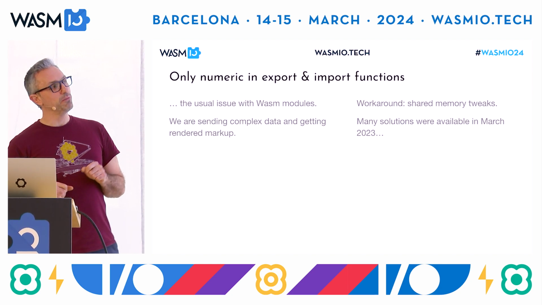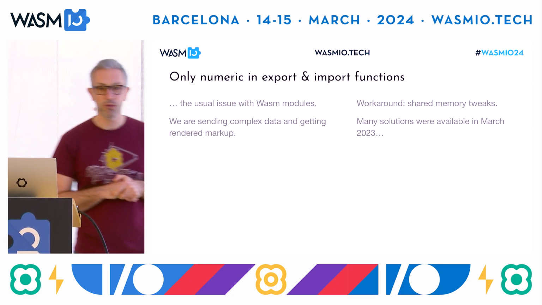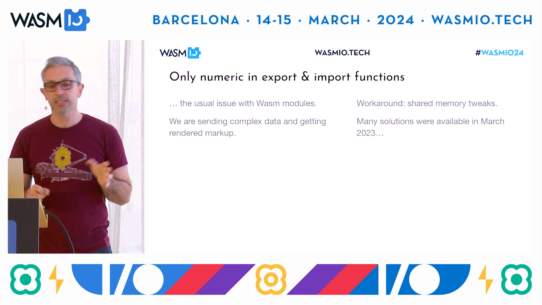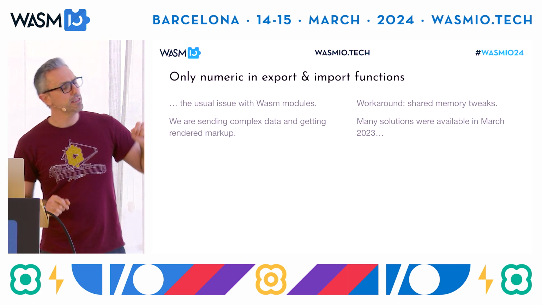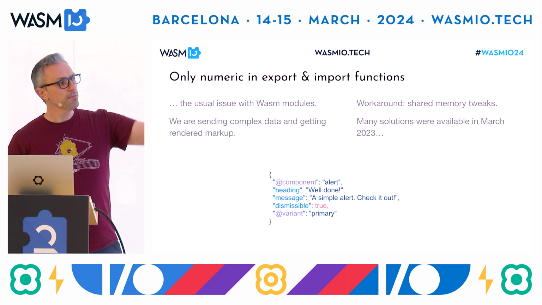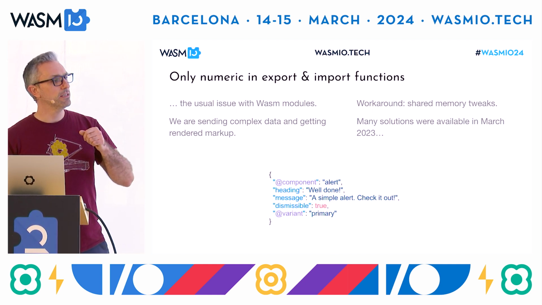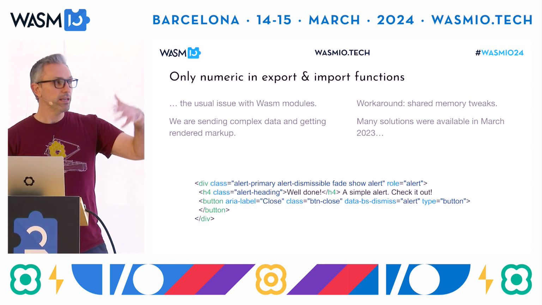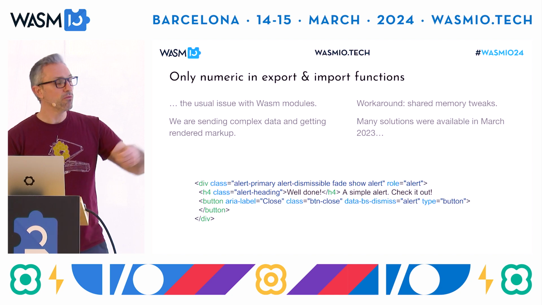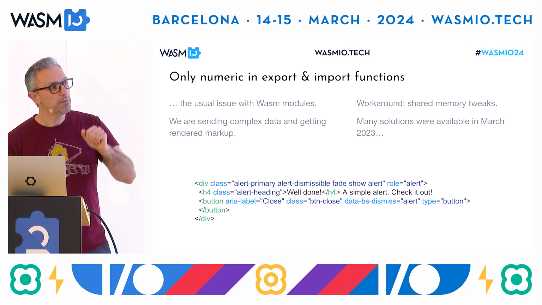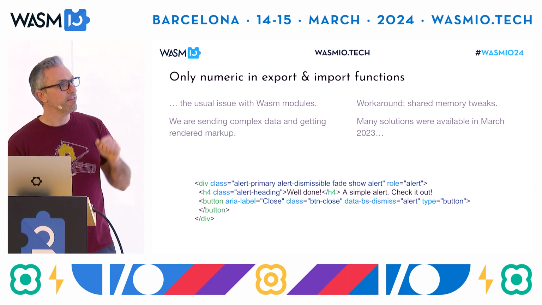And it went pretty well. But we got some first bumps. The first bump, if you work with WebAssembly, you already know, is that there are only numeric parameters in export and import functions. And for us, it's a bit of a problem, because we need complex data, like you see in the payload, and we need a markup result. So at the time, and even now, there are some tweaks, workarounds for that, shared memory, and reading in the memory to fix this problem.